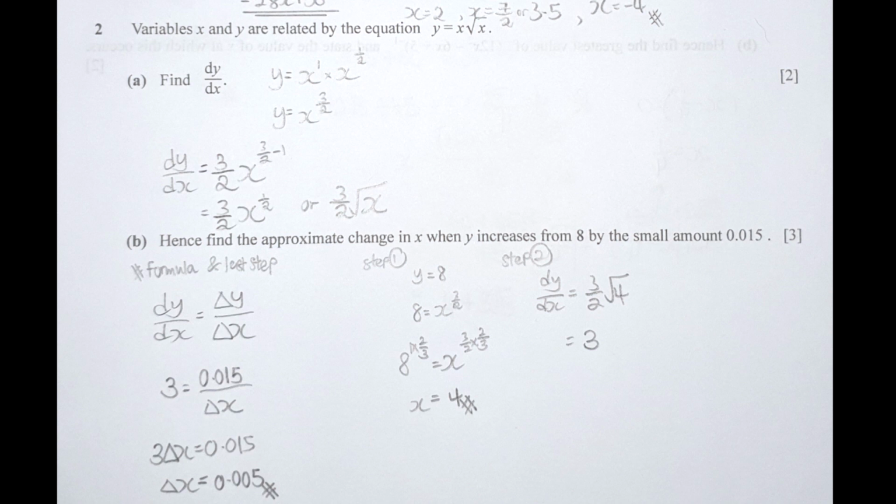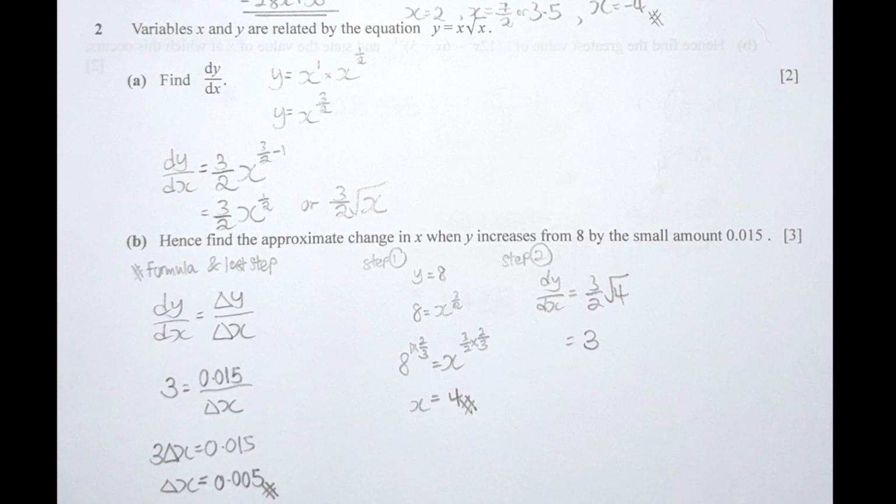Then I proceed with step 1, which is to identify my x value. Given that y equals 8, so 8 equals x to the power of 3 over 2. By running the calculation, I try to change my x to the power of 1, so I multiply 2 over 3 to its power. So 8 to the power of 2 over 3 gives you the result of 4. Having the x value as 4, we can now identify the exact value of dy/dx by substituting 4 into the x position. Then you get 3.